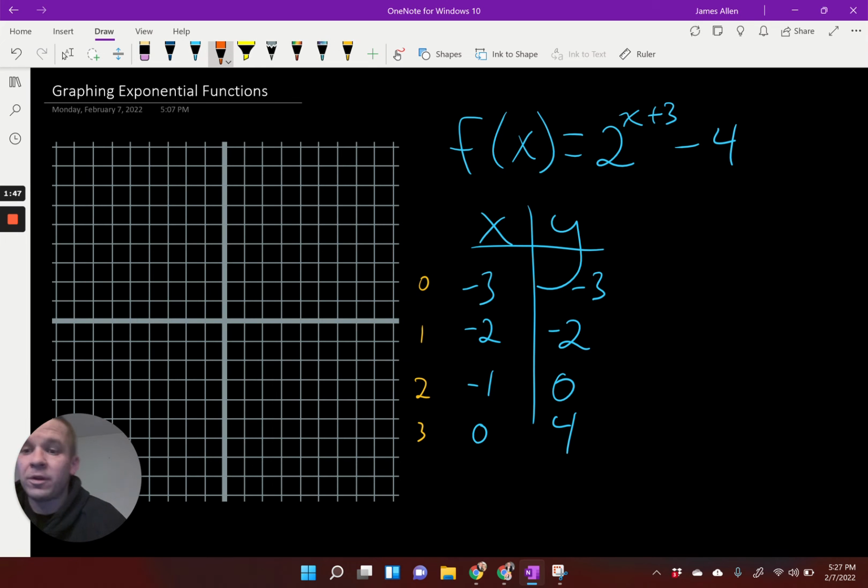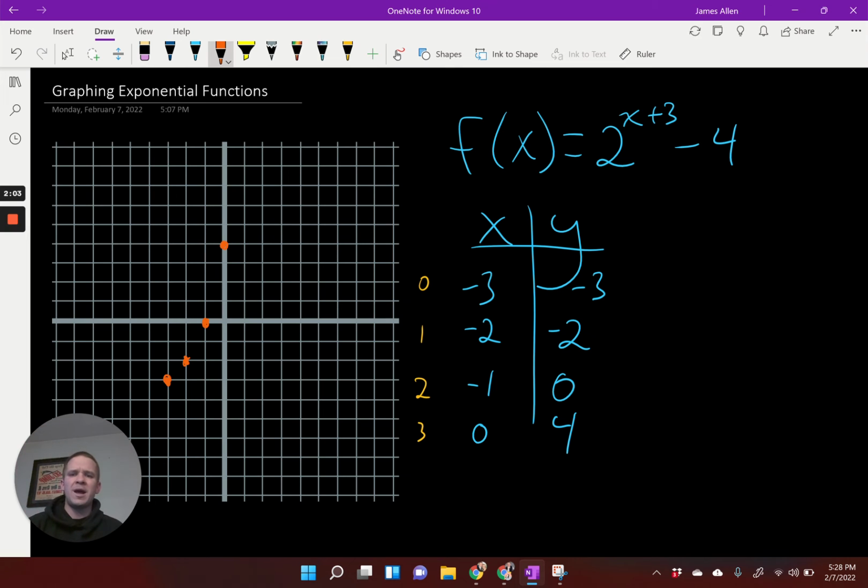All right, I'm going to graph it in orange this time. Ooh. All right, so we got -3, -3. We got -2, -2. -1, 0. And then we have 0 all the way up to 4.